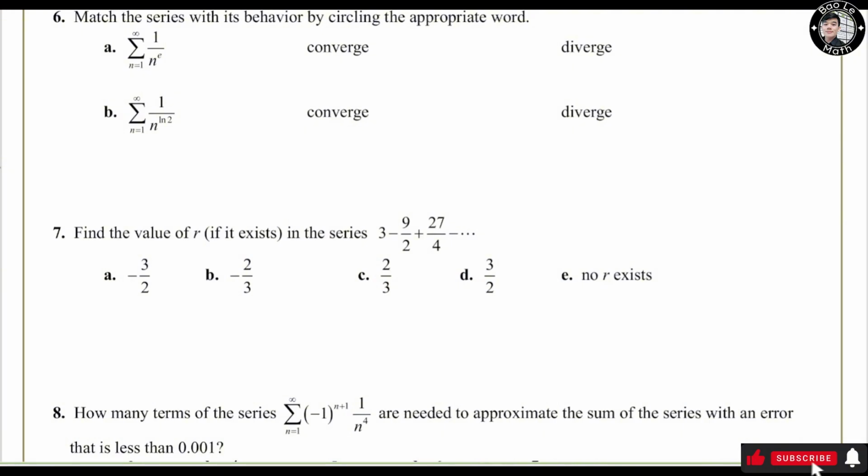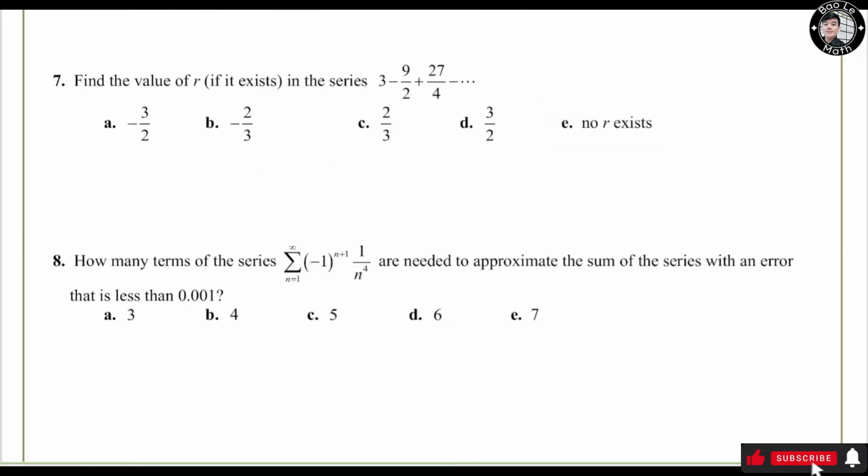Now let's move on to question 6. Match the series with its behavior by circling the appropriate word. Question A. The series 1 over n to the e is a p series, so the series converges, because p equals e, which is greater than 1. Now question B. This is also a p series, and p equals ln 2, which is less than 1. The series diverges.